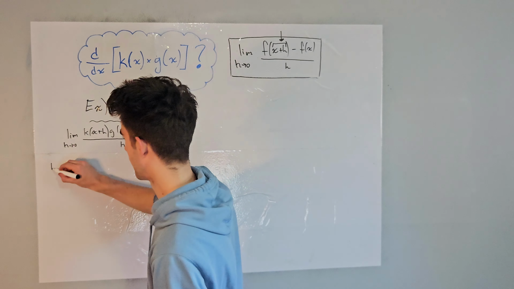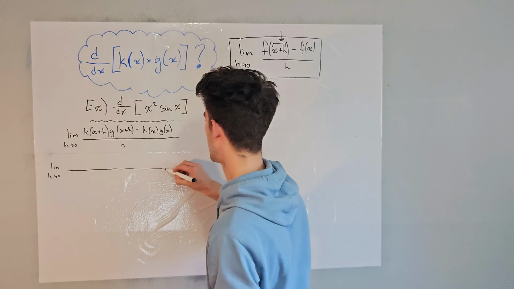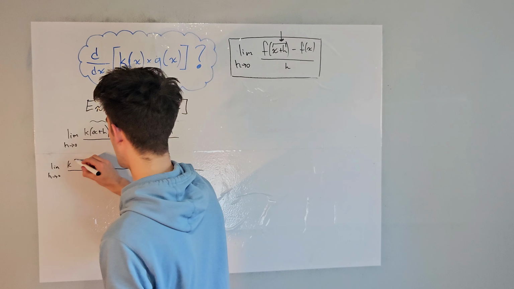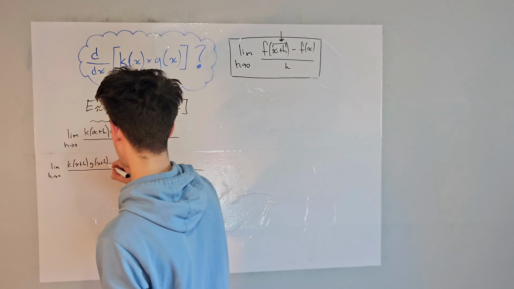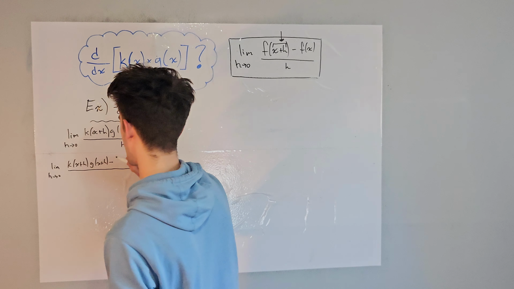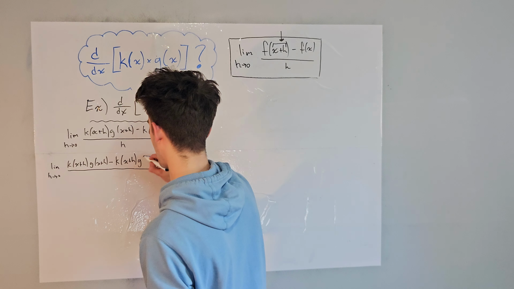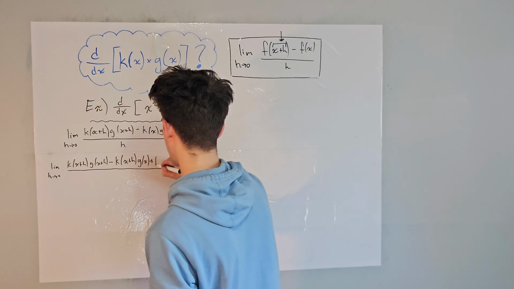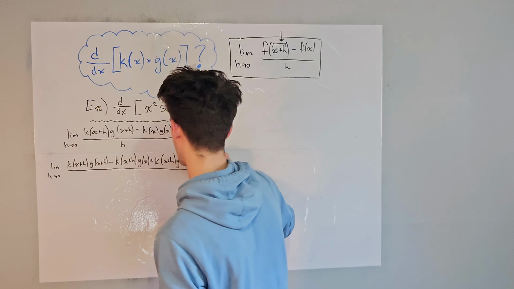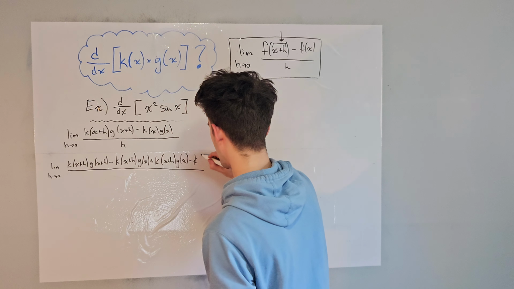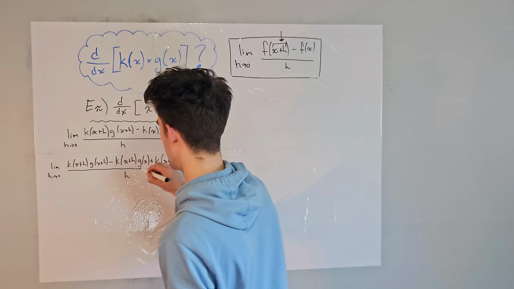So we'll have the limit as h approaches 0 of k of x plus h, g of x plus h. I'll start by subtracting the new term. It'll be k of x plus h, g of x. Then I'll add it, k of x plus h, g of x. So those two would cancel each other out. k of x, g of x, all over h.